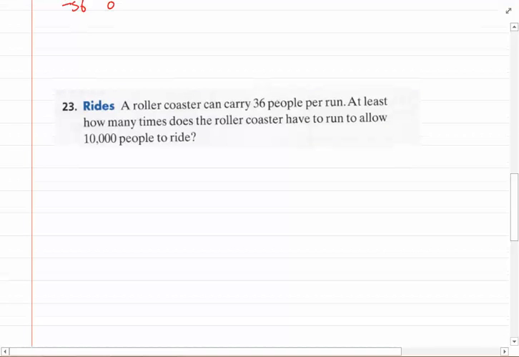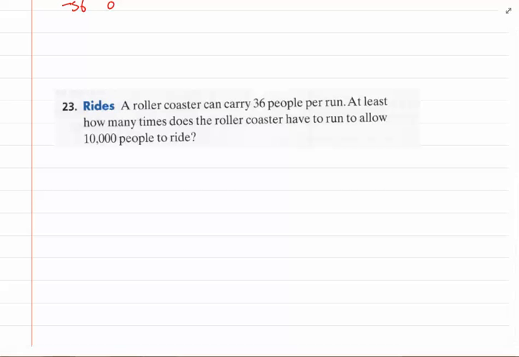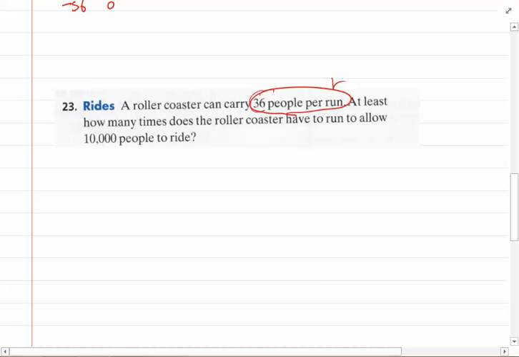All right. Let's look at a problem here with a roller coaster. A roller coaster can carry 36 people per run. At least how many times does the roller coaster have to run to allow 10,000 people to ride? So this problem is almost the same as the other one. You have 36 people per run. So we'll use R for run. So this is going to be 36 people per run, or 36 times R. How many runs do we need to get at least 10,000 people to ride?